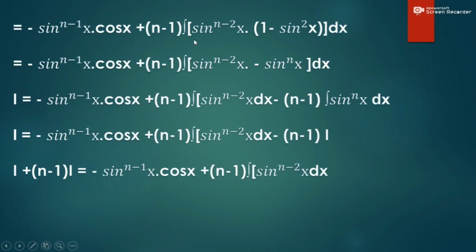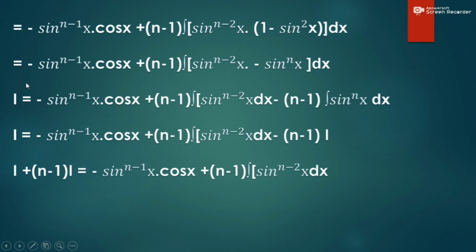Here all terms remain as they are, except cos square x, which we can replace by 1 minus sin square x dx. So we have minus sin raised to n minus 1 x into cos x plus n minus 1 into the integral of sin raised to n minus 2 x into 1 minus sin square x into dx. Then we multiply this whole bracket by sin raised to n minus 2 x.